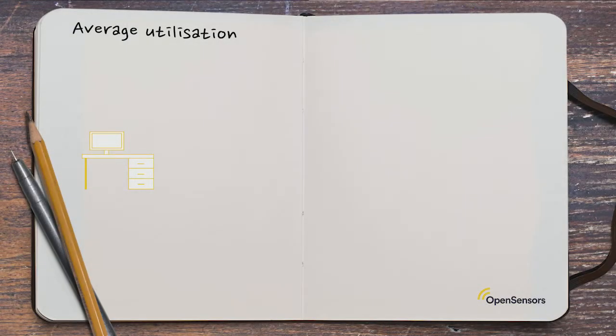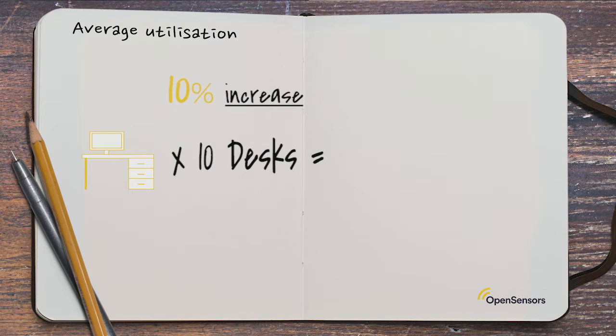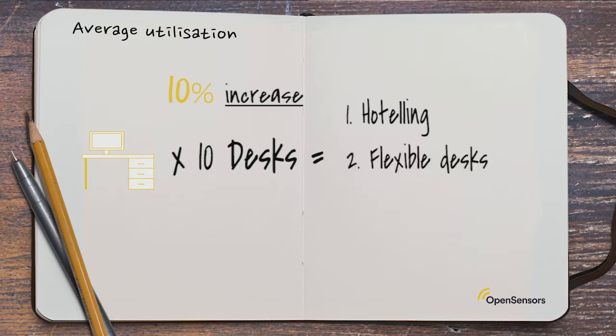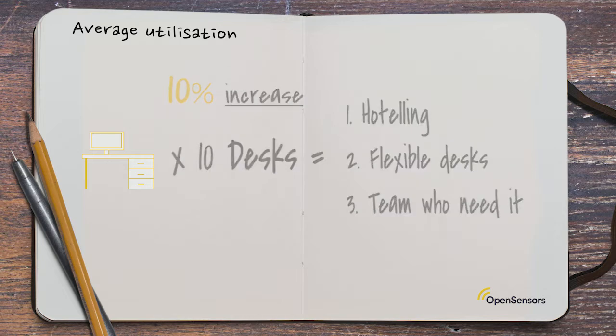Let's say, as a concrete example, you have 100 employees with 100 desks, and your average utilization over the last month is 50%. Then you know that on average, 50 desks are not being used consistently. If you need to improve your occupancy by even 10%, you've got 10 desks that you can work on. Increase the utilization of these desks by reallocating them to something like a hoteling or flexible desk policy, or allocating these 10 desks to a team that really needs it.